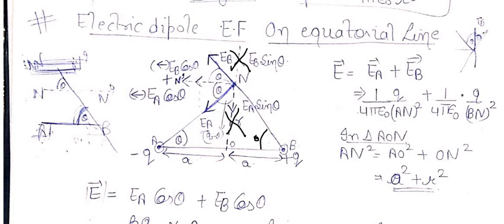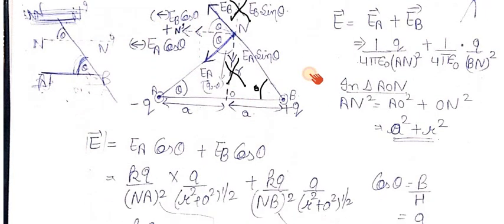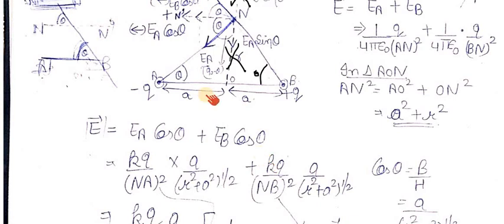So which one is left only? The component left that will contribute is along the resultant, that is EB cos theta and EA cos theta. Just add these two quantities, EA cos theta plus EB cos theta. Now you have to find the magnitude of electric field intensity due to a point charge at point N.